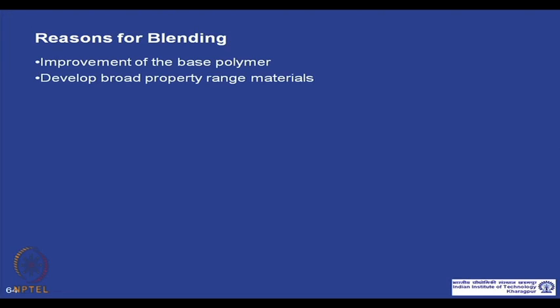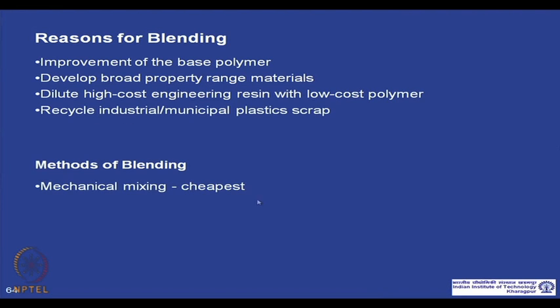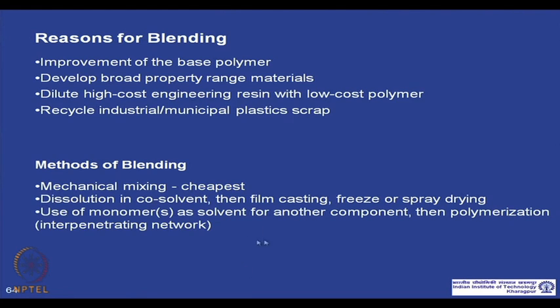Now, the reasons for blending, as we have just mentioned, are improvement of the base polymer, development of a broad property range of materials, dilution of high cost engineering resins, and so on. We have discussed it enough earlier. We can blend by just mechanical mixing, and we can do solution mixing as well. We can dissolve the two polymers in a co-solvent and then form a film after that, and we can make an interpenetrating network by dissolving one polymer in another monomer and then polymerizing the monomer to make a polymer, which will make this an interpenetrating network.